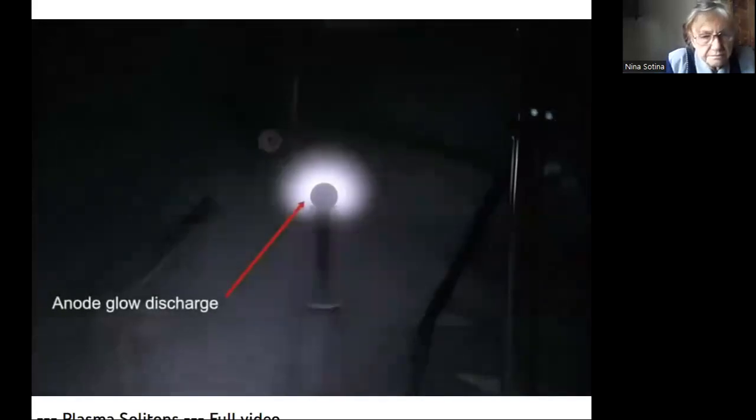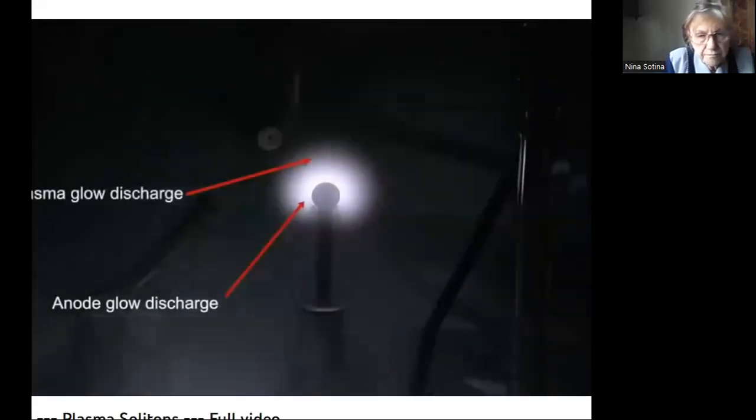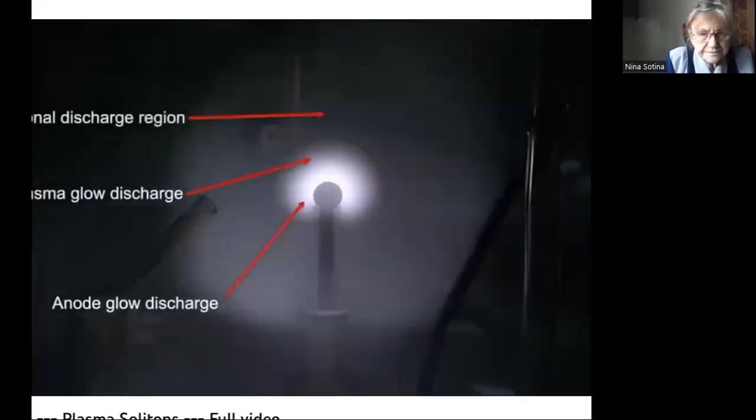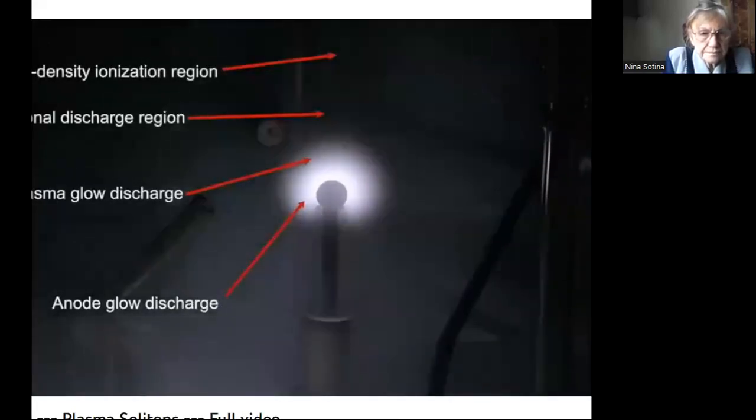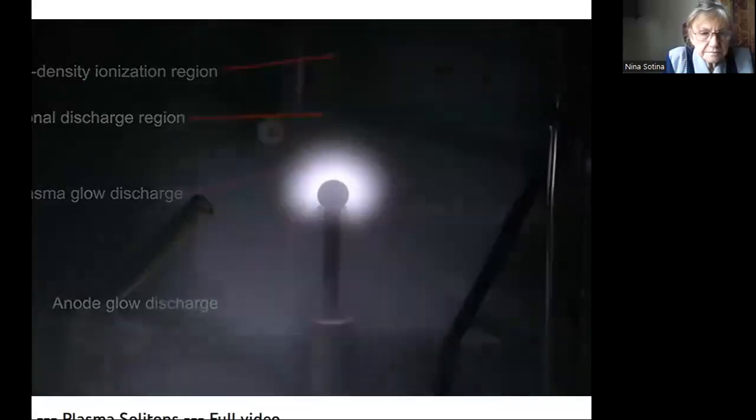And after many run-throughs, we were able to define a number of consistently reproducible phenomena. This is the anode glow discharge. The plasma glow discharge, coronal discharge region. Here we're at 3-4. and the low density ionization region. We have argon pressure. We're not doing slow. Yeah, open up the argon.